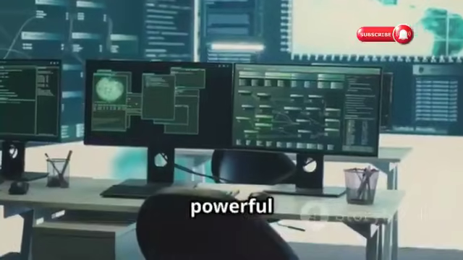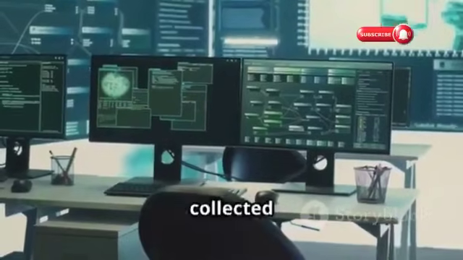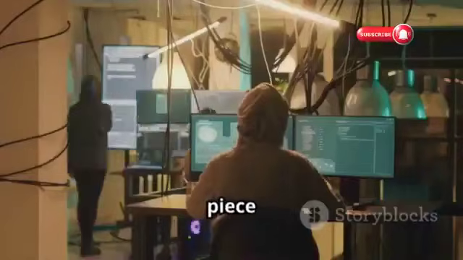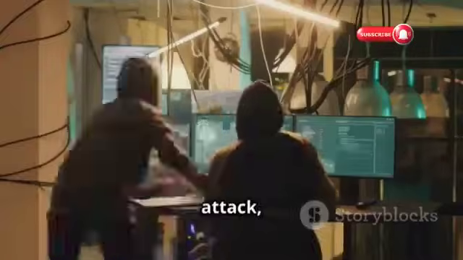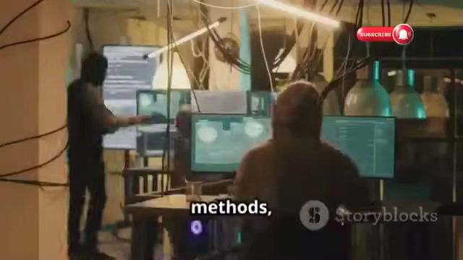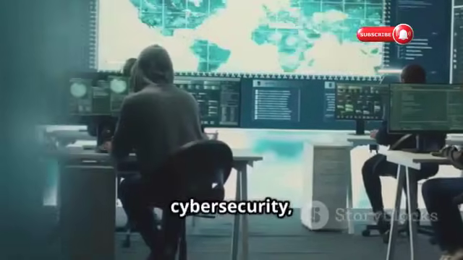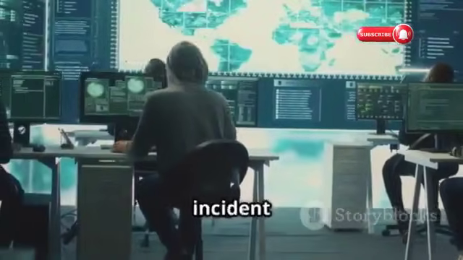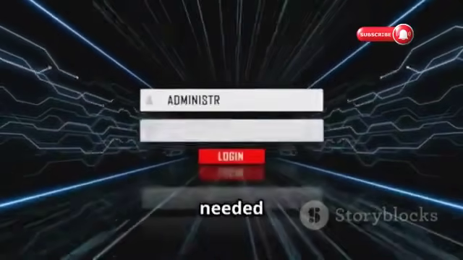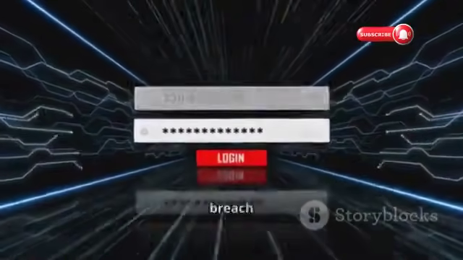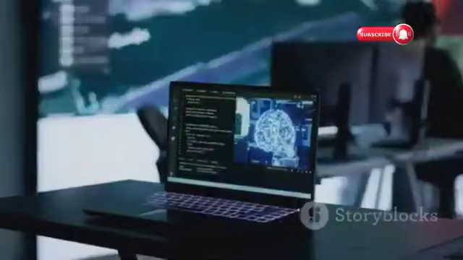Aftermath provides a suite of powerful tools for analyzing the collected data, helping you to piece together the timeline of the attack, identify the attacker's methods, and assess the extent of the damage. In the world of cybersecurity, being prepared for an incident is crucial, and Aftermath provides the tools and insights needed to navigate the aftermath of a breach effectively.